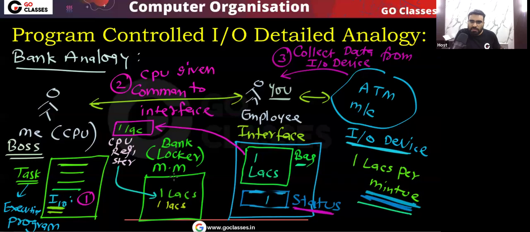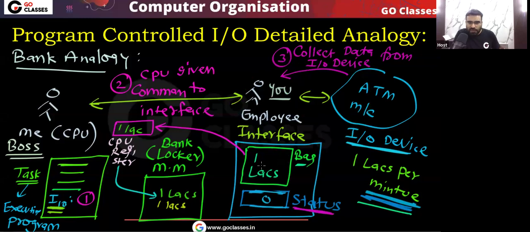Is our task over? No, our task is not over. Now again the same thing will happen. See, again this bit will become 0, because now the data is not ready. Again, this interface will collect 1 lakh rupees from the ATM machine. The ATM machine will take 1 minute. In 1 minute, 1 lakh rupees will come to this interface.